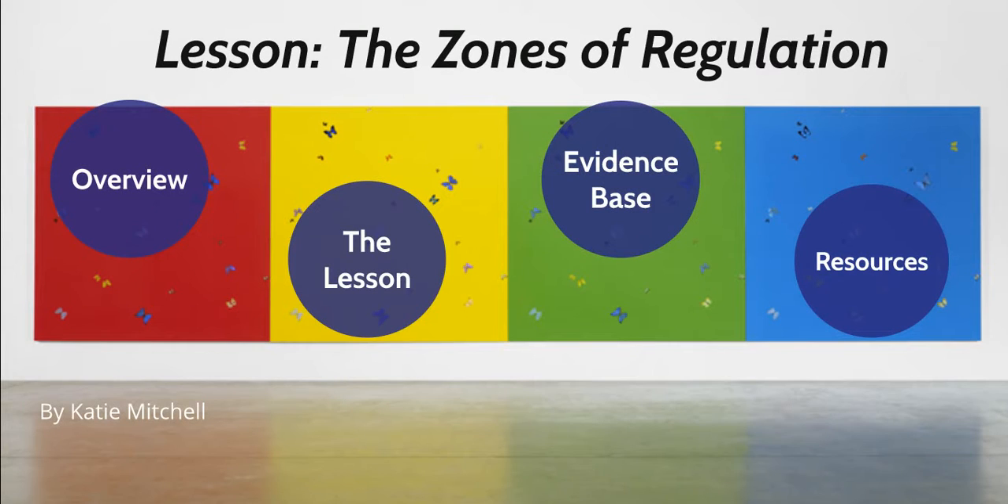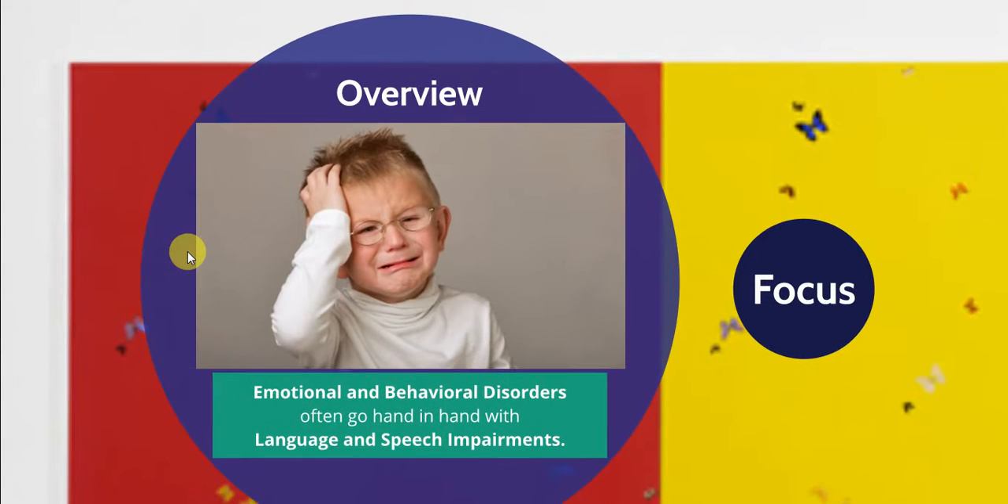My final project is a lesson over the zones of regulation. Research has found that children with language impairments are often more socially withdrawn, and because of this, they take part in fewer social learning opportunities. This can lead to a delay in social skills and understanding.